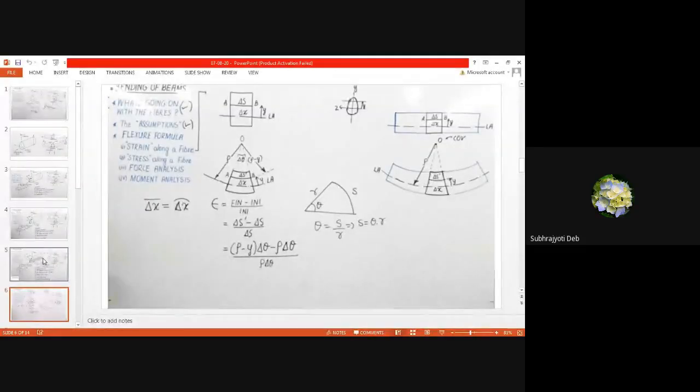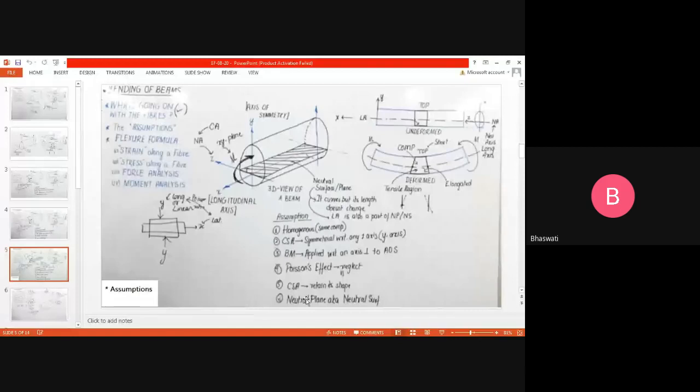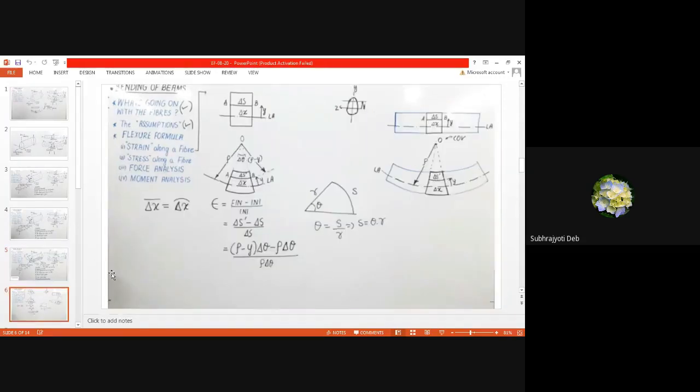Sir, the assumption says neutral plane AKA neutral surface. AKA means also known as. Shortly, it is written as AKA. Okay, sir. This is a short form.